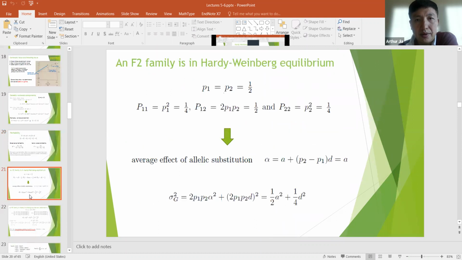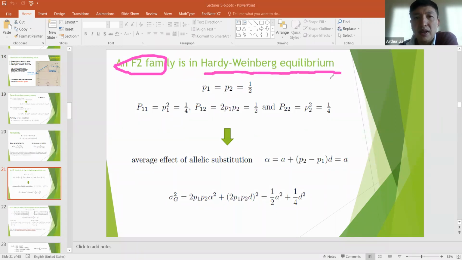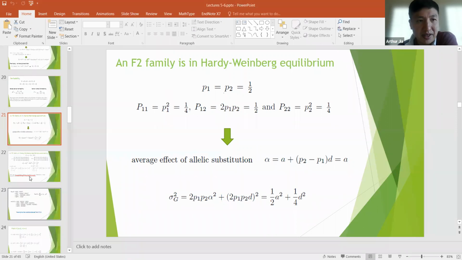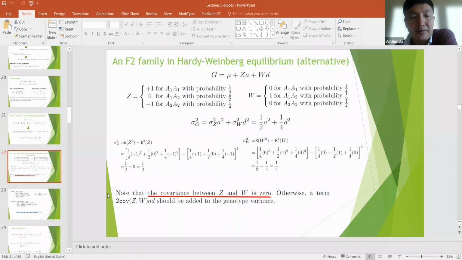So if we're talking about the F2 family, and if any locus is following this Hardy-Weinberg equilibrium, then for any locus, this is a biallelic population. So P1, P2 means the allele frequency for 2 alleles, right? Big A and small a, and then we know how to calculate. Oh, sorry, not this here. Sorry, give me a second. Okay.